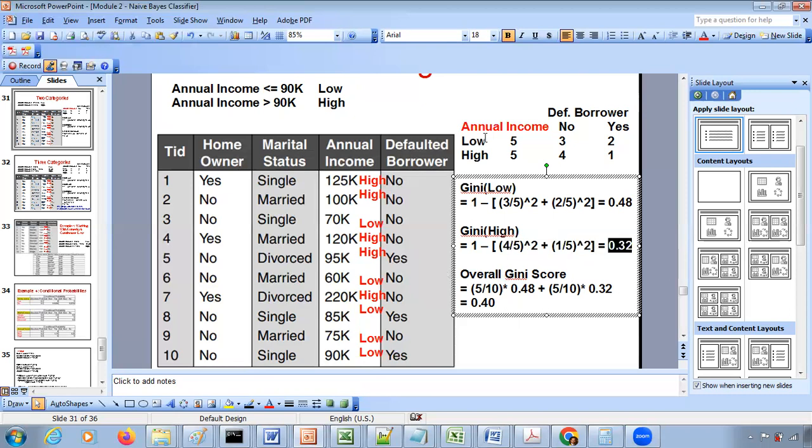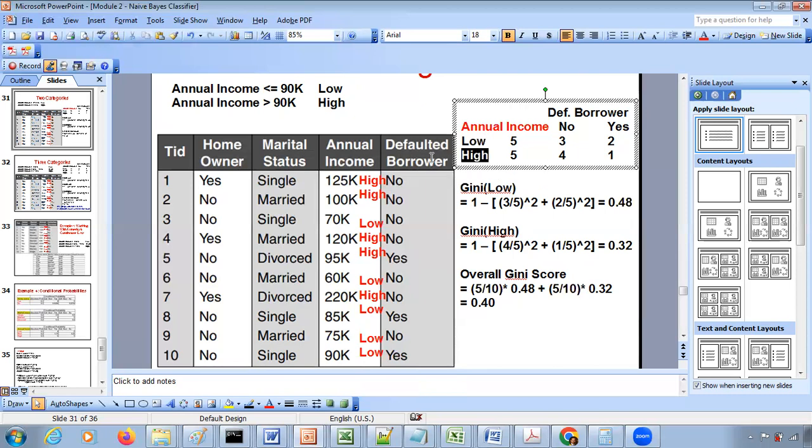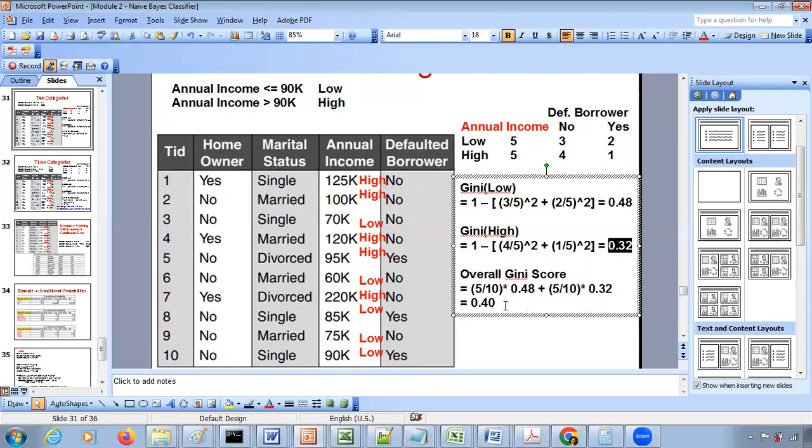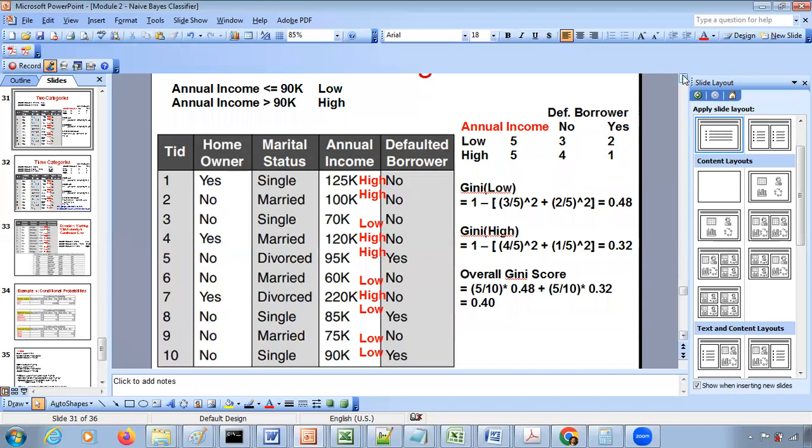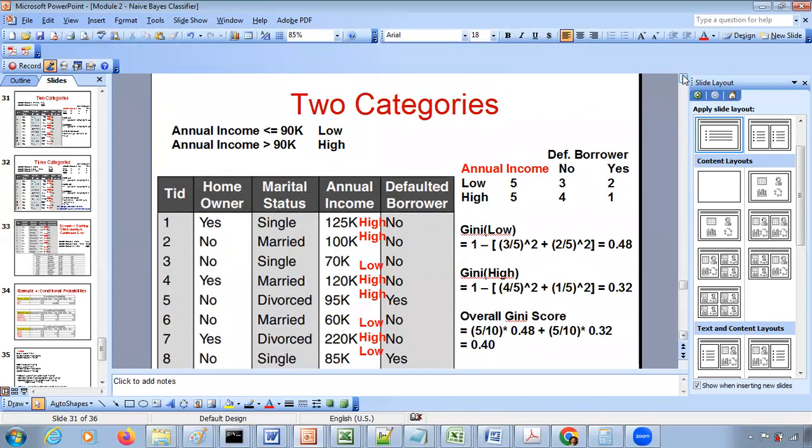So the overall Gini score for annual income is 5 over 10 fraction for low, with a Gini score of 0.48, and 5 over 10 fraction for high, with 0.32 as the Gini score. So the overall weighted average is 0.40 as the Gini impurity index for annual income with 2 categories, low and high, using 90K as the cutoff for low, and anything above 90K is high.